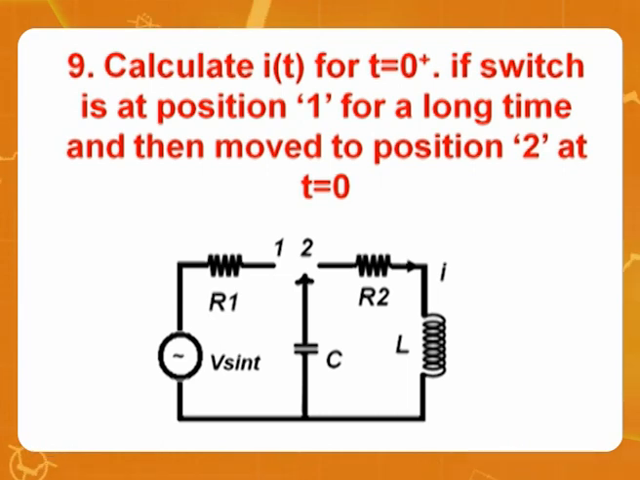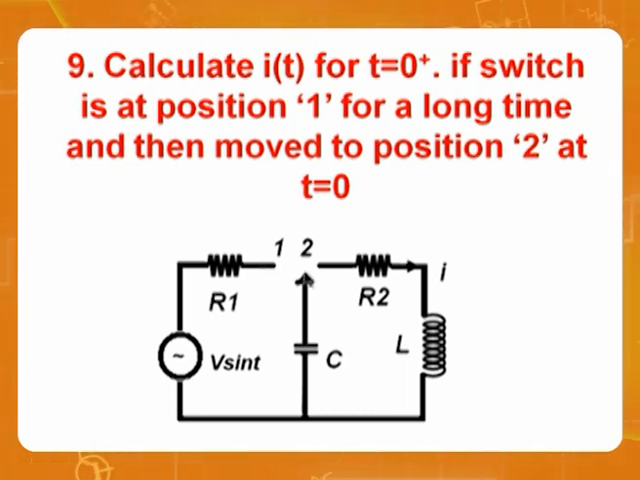This is called single pole double throw. Calculate I of t for t equal to 0 plus, if the switch is at position 1 for a long time and then moved to position 2 at t equal to 0. Now please observe this circuit. This is the switch. What does he say? He is saying the switch is at 1 for a long time.